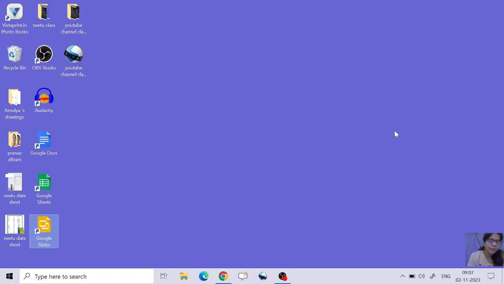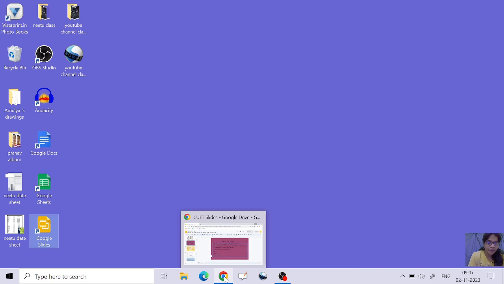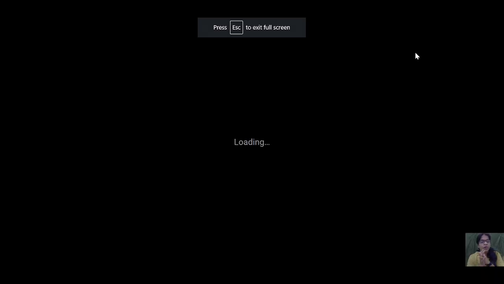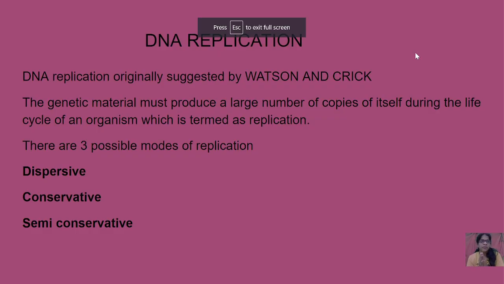Today I want to talk about the replication of DNA, how DNA copies are produced by the semi-conservative mode of replication. Okay, so before starting replication, last class you have already studied the structure of DNA, the arrangement of nucleotides, the arrangement of the sugar phosphate backbone of DNA, and how according to Chargaff's rule the whole nucleotides have been arranged in the DNA molecule.